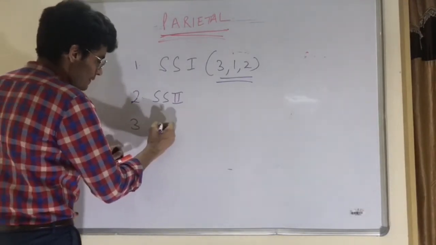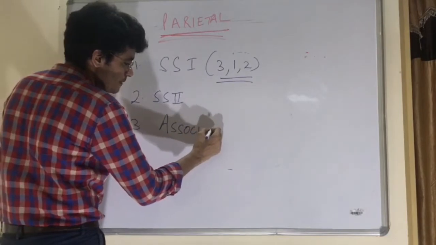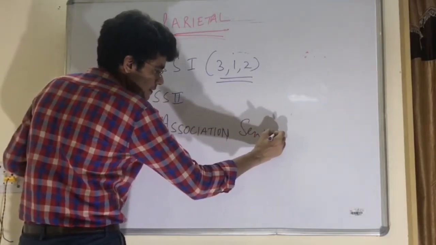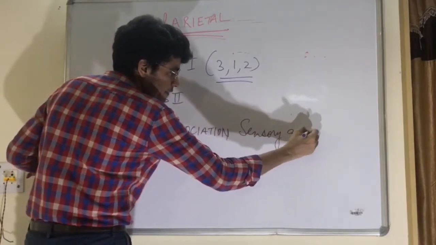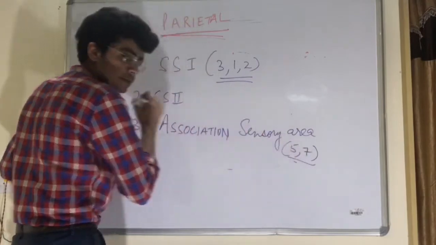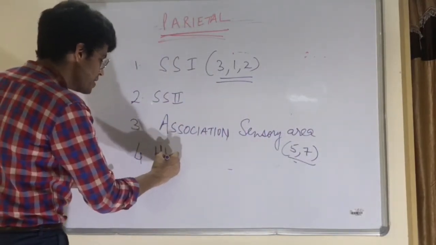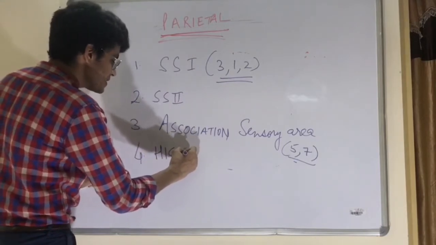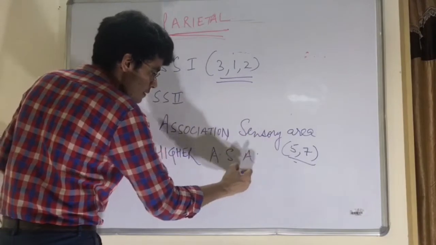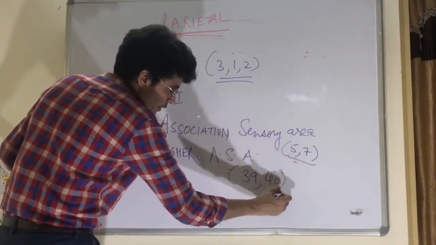Then there are association sensory areas, right? Association sensory areas. And these are areas number 5 and 7. And then there is the higher association sensory area. These are area number 39 and area number 40.